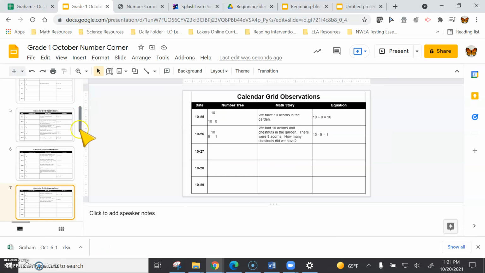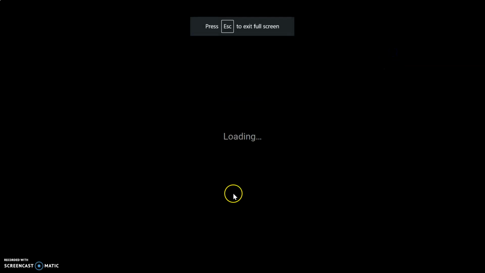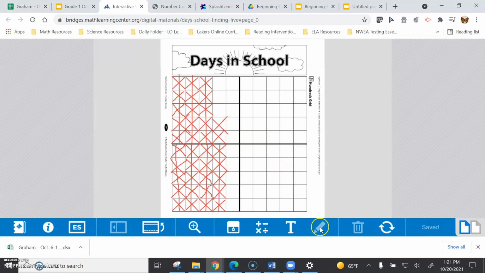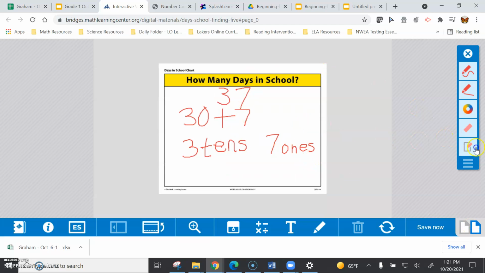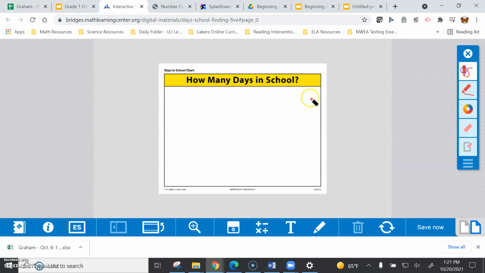Great job, All Stars. Let's continue on. We're going to add another day in school. So we'll add another day that we've been in school. Wow, it's amazing how time is just really going by. That's 38 days now. 38 days, and I'm going to change our things now.